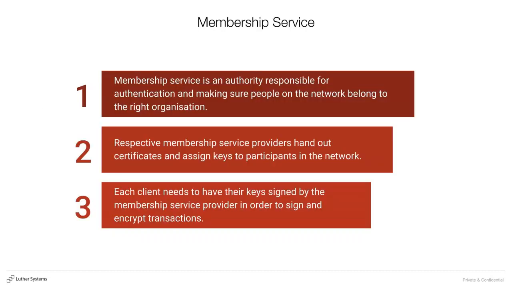Now, we talked about peers, the ordering service, the database, the client. An additional component in HyperLedger Fabric is the membership service. This is something that each organization would run. The membership service is essentially a certificate authority, if you're familiar with what that is. It's responsible for authenticating, making sure that people who come to the network belong to that organization. It's also responsible for handing out, or signing, the certificates of the different participants.